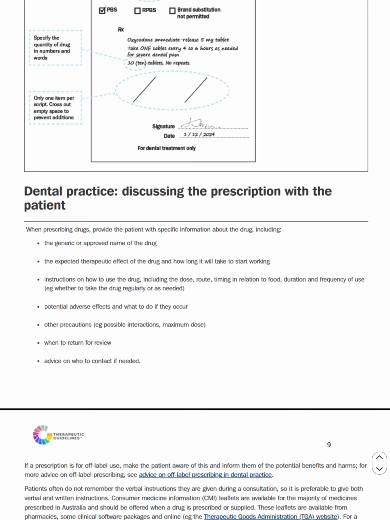All right. Now, dental practice discussing the prescription with the patient. How you can discuss the prescription with the patient. When prescribing drugs, provide the patient with specific information about the drug, including the generic or approved name of the drug, the expected therapeutic effect of the drug, and how long it will take to start working. Instruction on how to use the drug, including the dose, route, timing in relation to food, duration, and frequency of use. For example, whether to take the drug regularly or as needed. You also have to tell them potential adverse effects and what to do if they occur. You also have to mention other precautions, for example, possible interactions, maximum dose, and when to return for review, and then advise on who to contact if they need it.